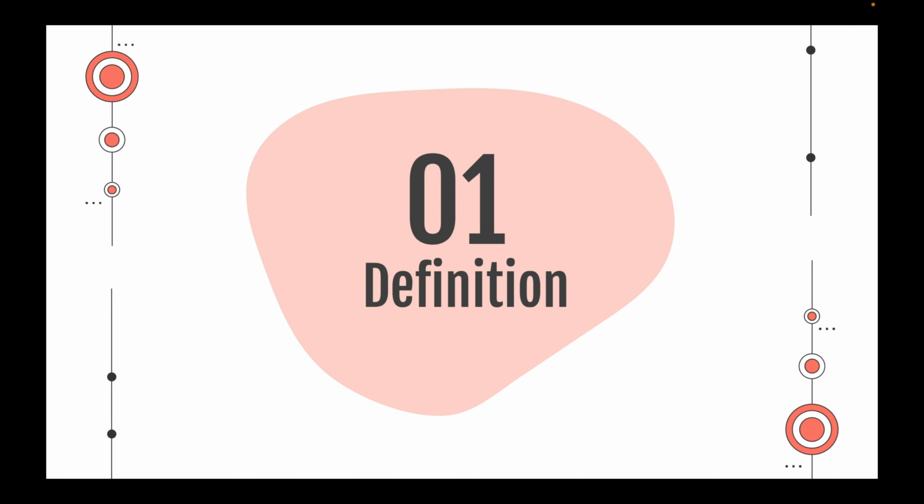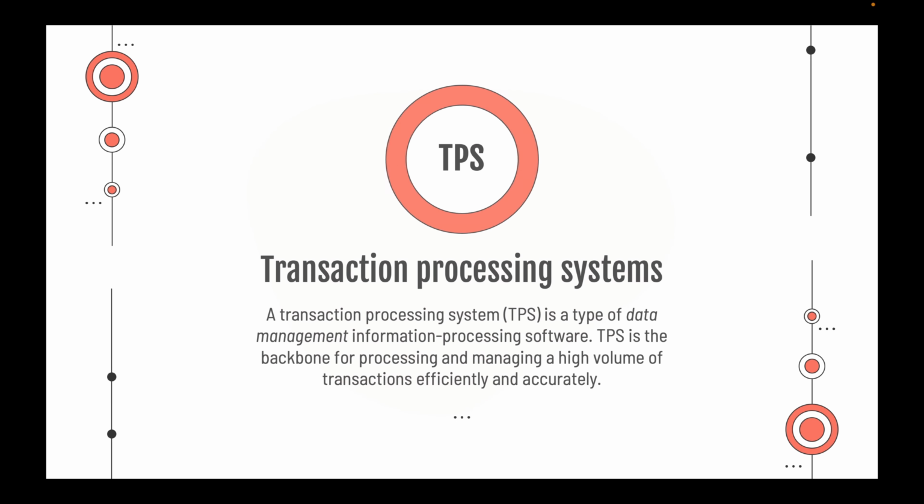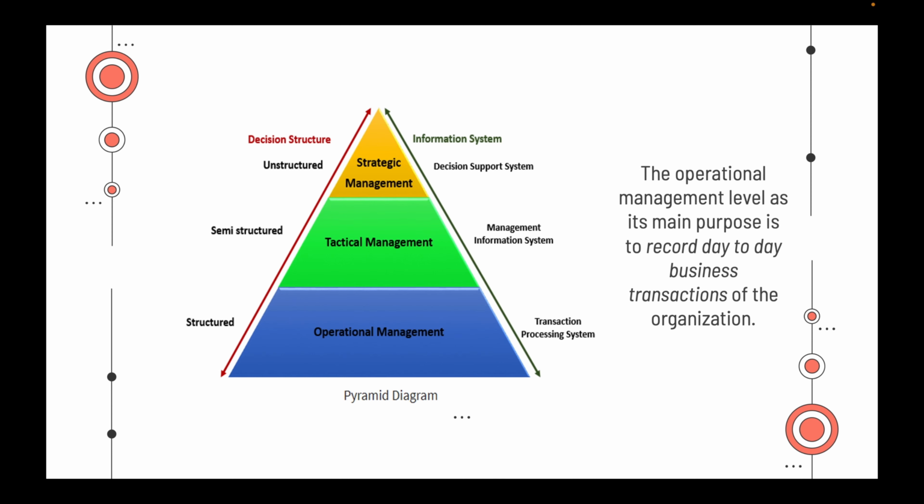Let's start with some general information about transaction processing system. A transaction processing system, TPS, is a type of data management information processing software. TPS is the backbone for processing and managing a high volume of transactions efficiently and accurately. As seen from the diagram above, the transaction processing system is used on the operational management level, and its main purpose is to record day-to-day business transactions of the organization.